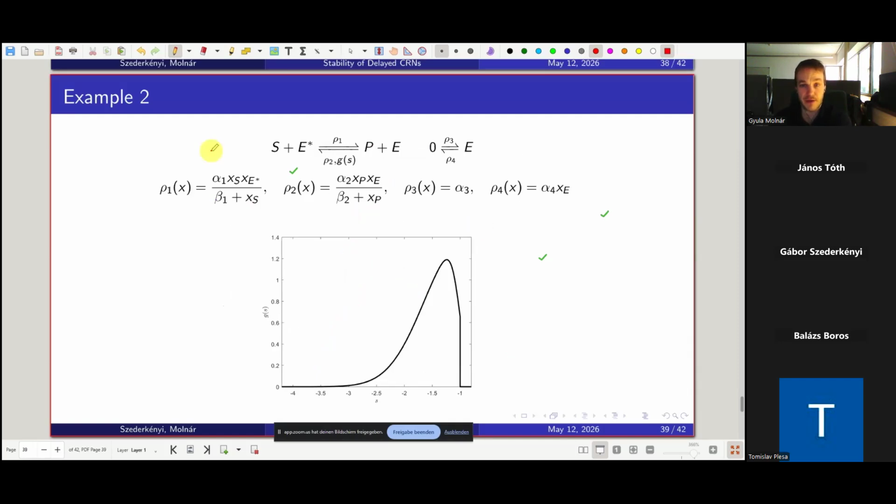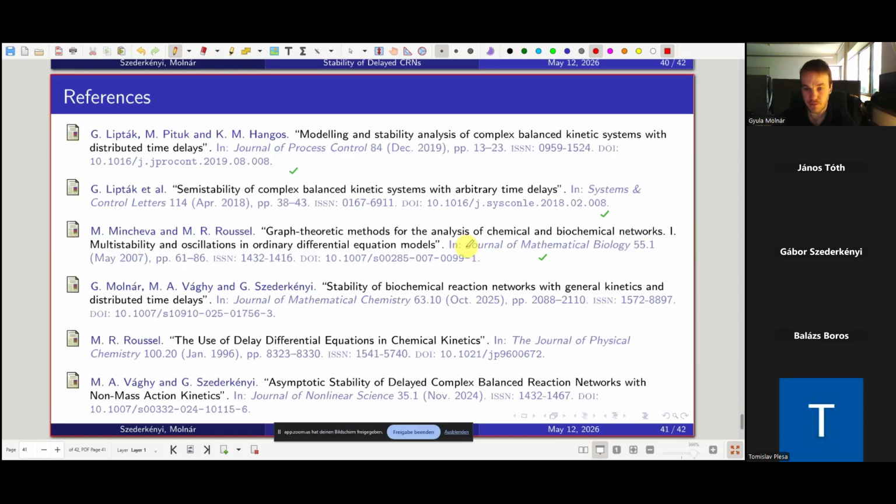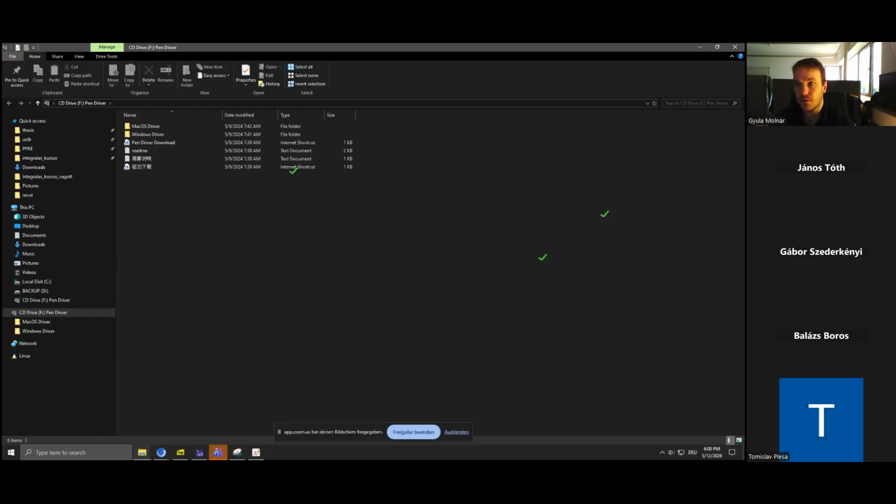And we also had another little example. It's like an enzyme kinetic type thing with these Michaelis-Menten type rate functions. And also here we have a delay distribution that is skewed, and here are the time plots. So at this point, I would like to thank you for your attention, and I believe we are here to answer your questions.